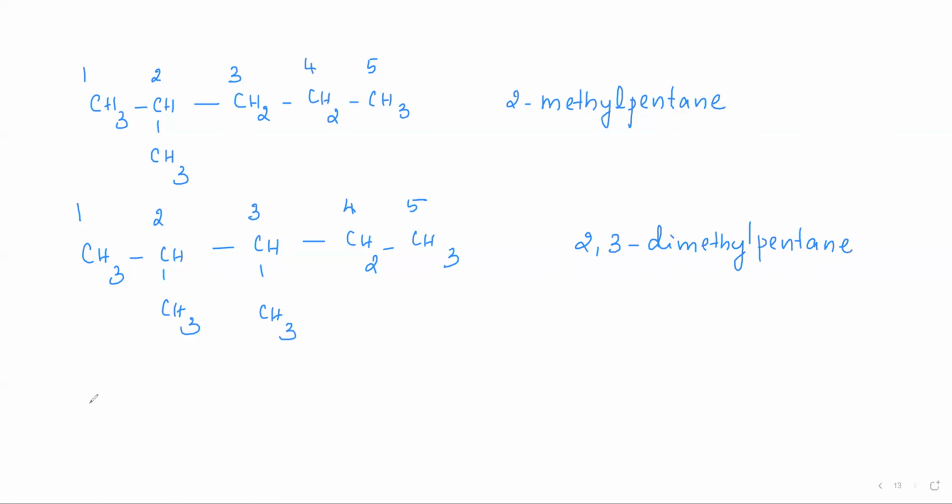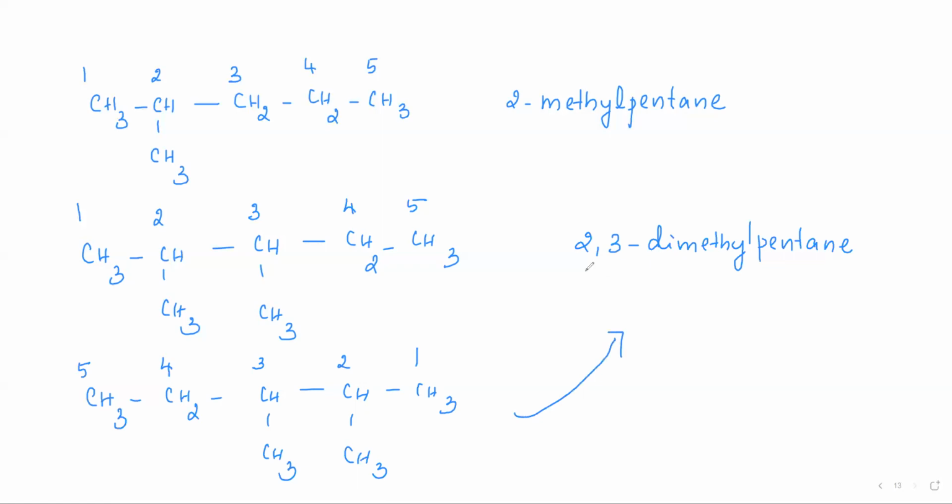Next, suppose if I had numbered them like this, your numbering technique will change. You will start numbering from here, 2, 3, 4, 5. So this is again 2, 3. So same compound, 2, 3 dimethyl pentane.